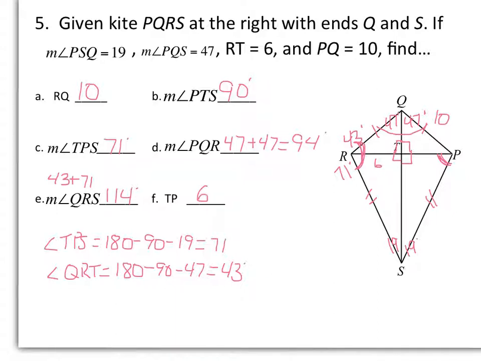All right. So just by given a few angles and sides, we're able to find all our other missing parts in our kite. So this concludes section 6.5, Trapezoids and Kites, and also concludes chapter 6 on special parallelograms.